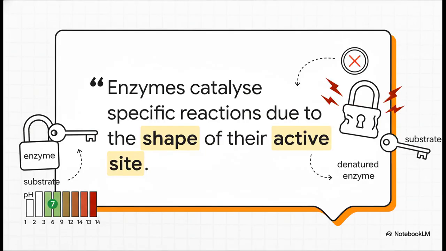So if you take away one single thing from this entire practical, let it be this. It all comes back to the lock and key. A pH that's too high or too low breaks the lock. It changes the shape of the active site. And if the lock is broken, the key just doesn't fit, and the reaction is over.